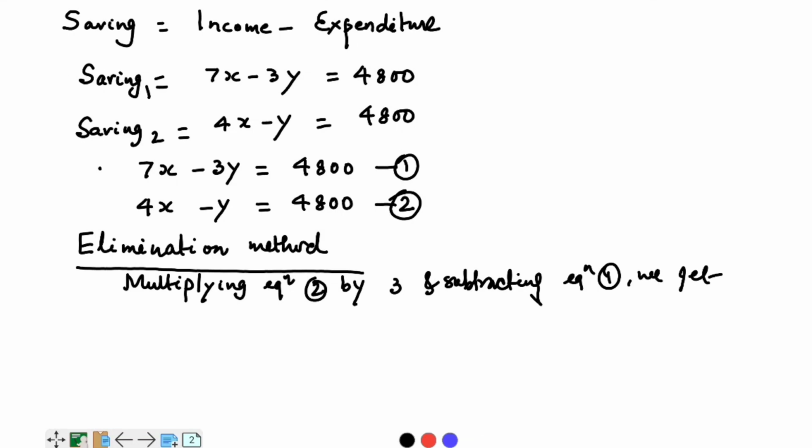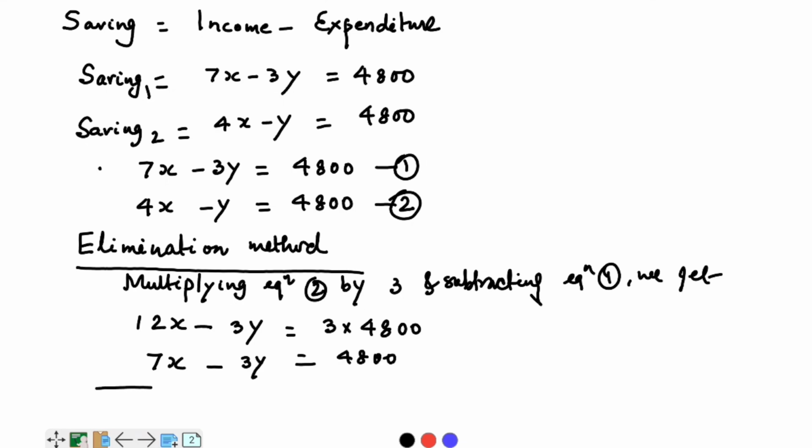First, multiply equation 2 by 3. So 4 into 3 is 12x minus 3y equals 3 multiplied by 4800. The first equation is 7x minus 3y equals 4800. Subtracting these two equations, the y terms cancel out, and 12 minus 7 is 5x, equal to 3 minus 1, that is 2, multiplied by 4800.